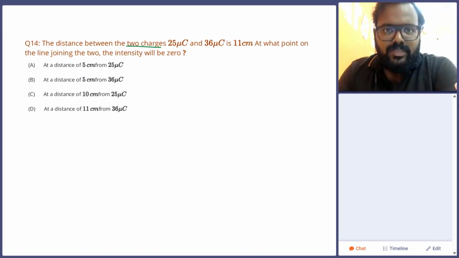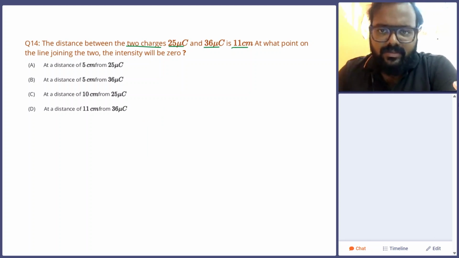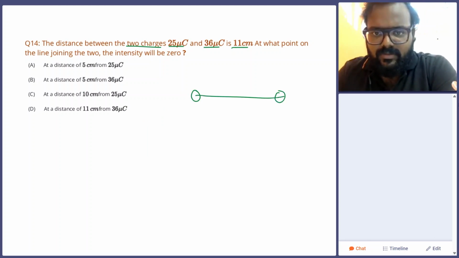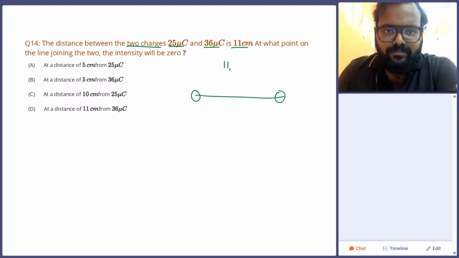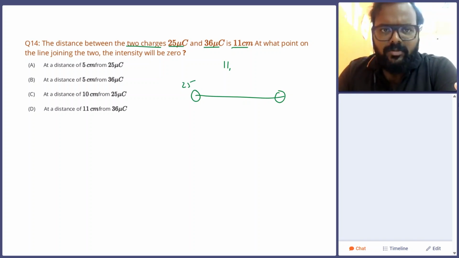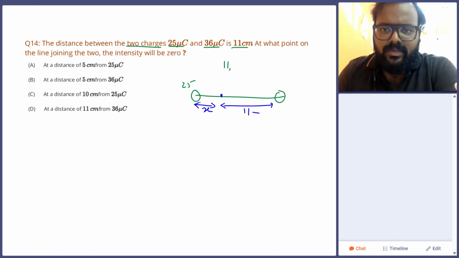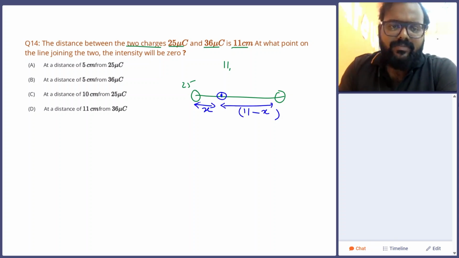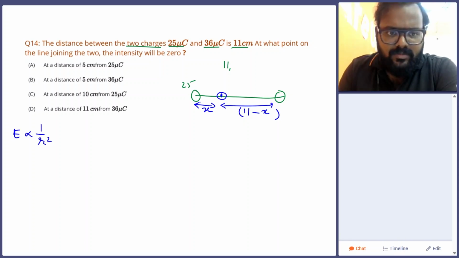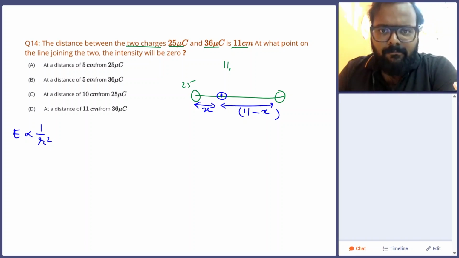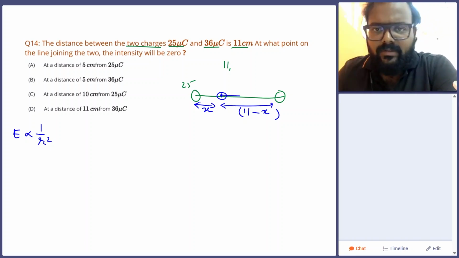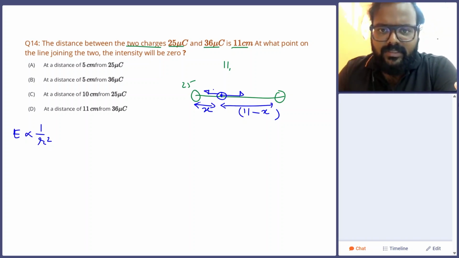The distance between two charges, 25 microcoulomb and 36 microcoulomb, is 11 centimeters. At what point on the line joining the two does the intensity become 0? Let's say it becomes 0 here. Let's call this x, so the other distance will be 11 minus x. We know very well that the field intensity is inversely proportional to the square of the distance of that point, isn't it? So those should be equal. Only then the field here and the field here are equal.